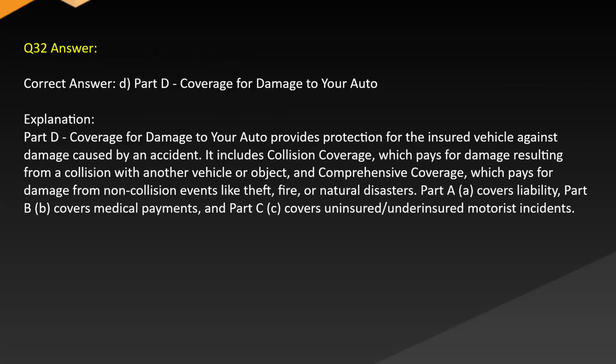Correct answer, D. Part D, coverage for damage to your auto. Explanation: Part D, coverage for damage to your auto, provides protection for the insured vehicle against damage caused by an accident. It includes collision coverage, which pays for damage resulting from a collision with another vehicle or object, and comprehensive coverage, which pays for damage from non-collision events like theft, fire, or natural disasters. Part A covers liability, Part B covers medical payments, and Part C covers uninsured and underinsured motorist incidents.